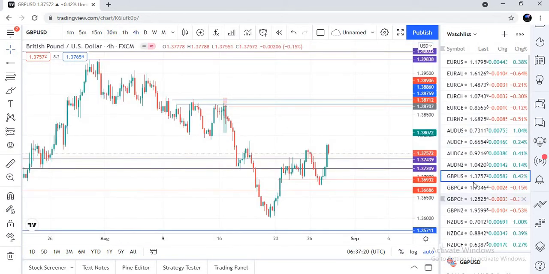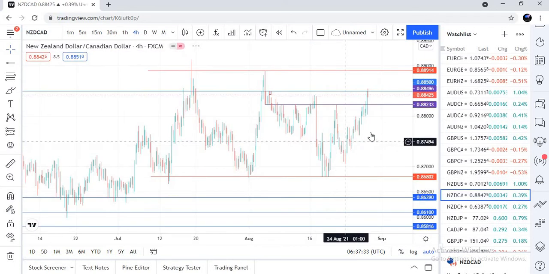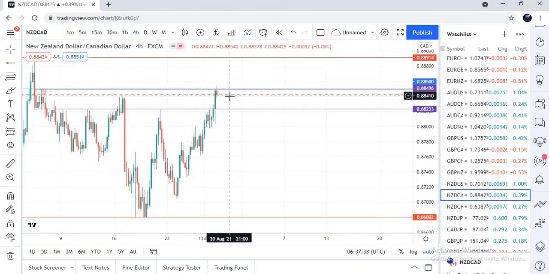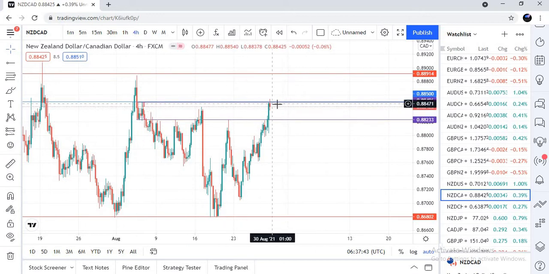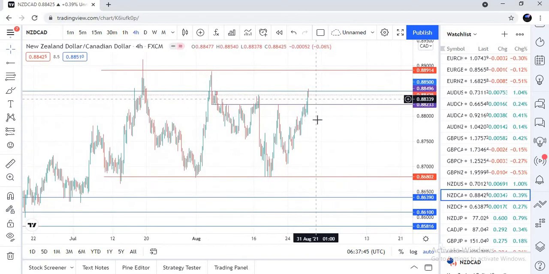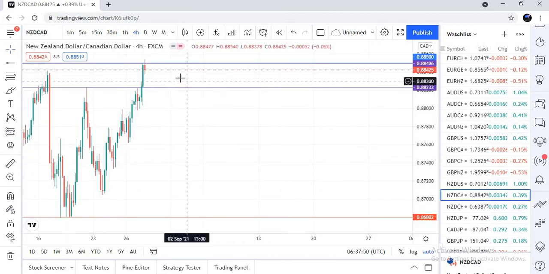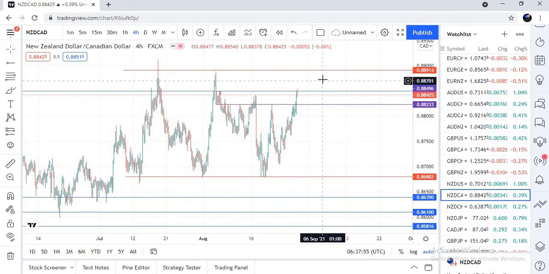So the next pair that we're going to be looking at for this week is the NZD to the CAD, NZD to the Canadian dollar. That's the New Zealand dollar to the Canadian dollar. From what I can see right here, I think we might just be placing a sell on this trade during this week because this looks as if it is respecting this resistance level. But we will just be looking at how this will be moving for this week. It might also break this level because this is a really bullish movement. It might break this level and respect this level right here.